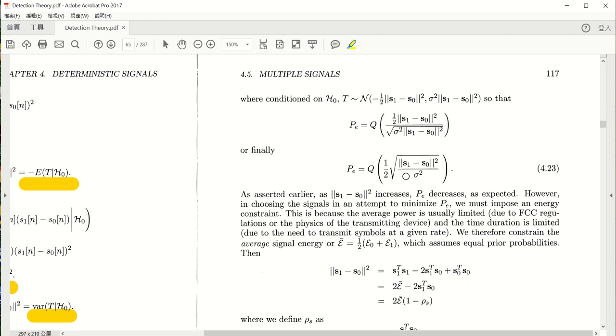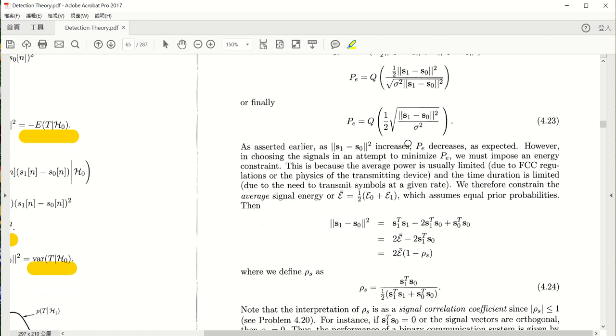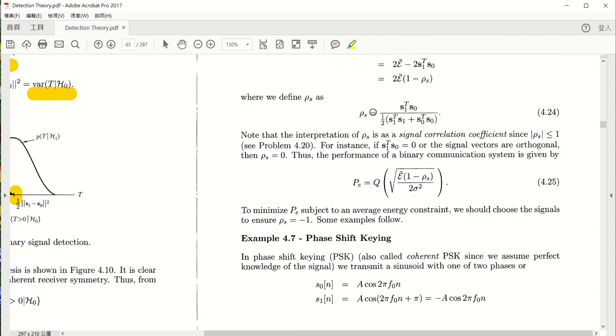Okay. So, as we discussed earlier, if this increases, PE decreases. Is this reasonable? The answer is yes, because when the signal distance increases, of course, we will expect the error to decrease. So this is intuitively reasonable. Okay, so this is the PE for the binary case.